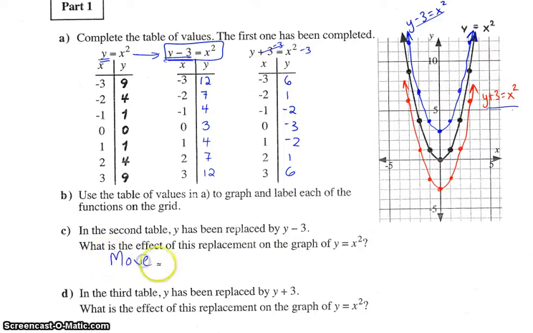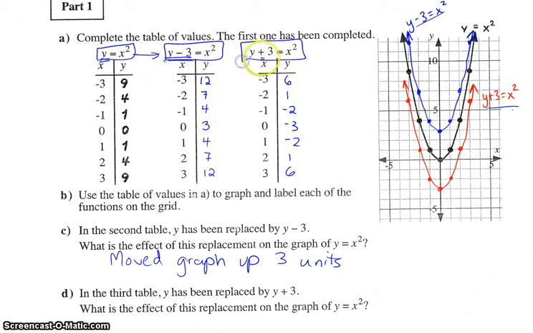Moved graph up 3 units. Okay, in the third table, y has been replaced by y plus 3. Let's take a look at that. Okay, so compare original to this. What's different? Y is now y plus 3. And that was the red graph, and that one, the graph moved down 3 units. Okay, so that's interesting, eh? Y plus 3 moved down 3 units. Y minus 3 moved up 3 units. Kind of opposite of what you would think, right?